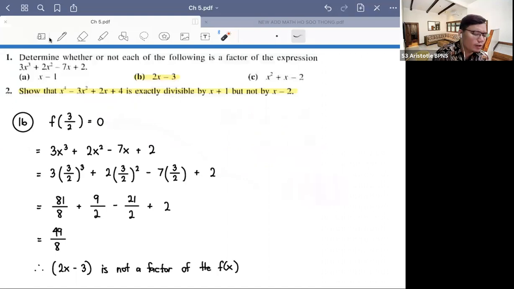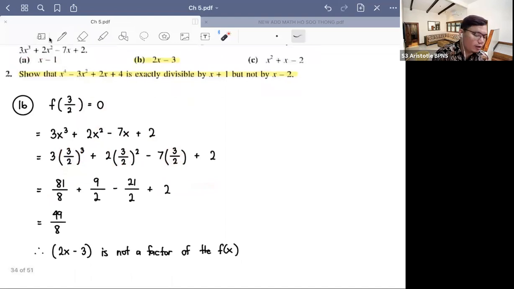So anyway, if this is a factor of this expression, that means our answer here should be equal to 0, right? Now let's evaluate this by substituting the value into the x terms. So I have 3 over 2 here, replacing x. Evaluating this, class, you can just use your calculator for this one. And obviously my answer is not 0, right? So therefore, 2x minus 3 is not a factor of the function.